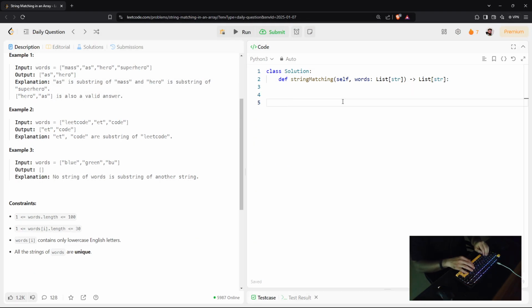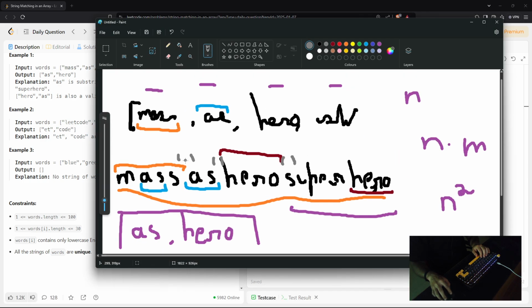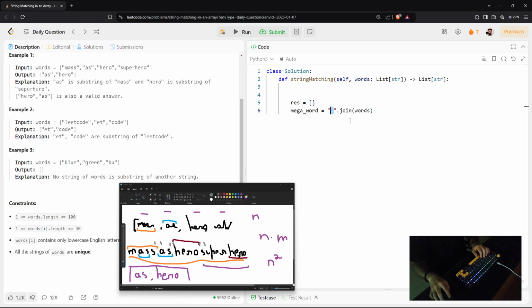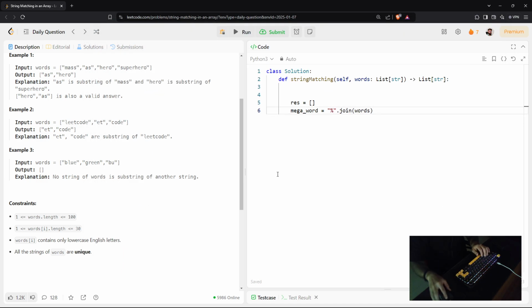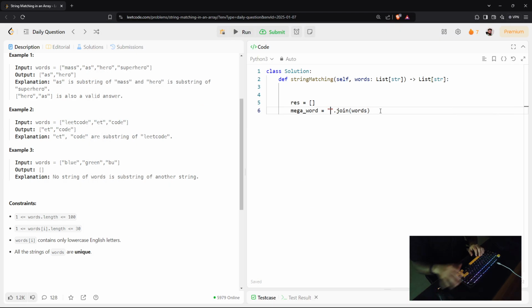So firstly we need a result, which is going to be an array to store our result. Now I'm going to declare a variable called mega word, which will basically be a combination of all the words in the words list joined by a space. This can be done in Python simply like this, and then words. What this is doing is acting like a delimiter, basically the spacing that you're trying to provide. We are actually trying to provide a space. If I provide any other character here, let's say a percentage, it's going to add a percentage here. If I provide nothing, then it will just join them without any space. We don't want that, so that is why I'm adding a space here.